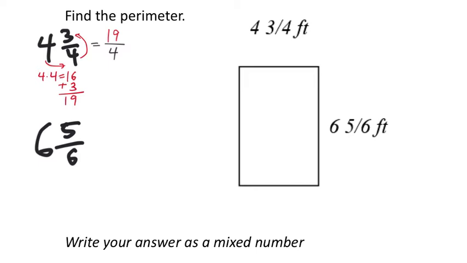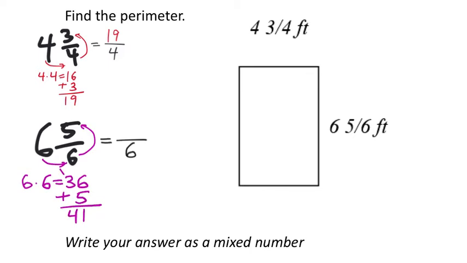So that's 4 3/4, but let's do 6 5/6 here, just right below it. So again, cycle method on this. I'd start with 6 times 6, which is 36. Then I would add the 5. 5 plus 6 is 11, but carry the 1. 1 plus 3 is 4, 41. So 6 5/6 will remain in sixths, but now there's 41 of those sixths.